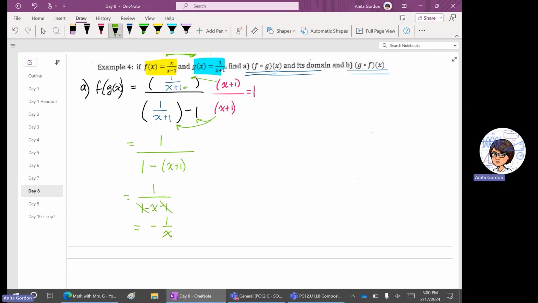So this started off looking a little bit scary. But once we simplified using a common denominator, or a common factor, it actually turns out to be not so scary at all.